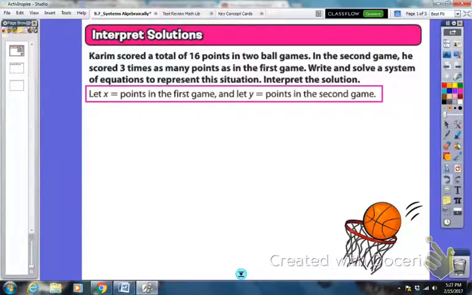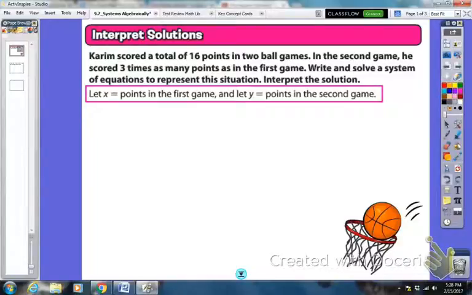This is the second day we're spending on the last section of chapter 9 on solving a system of equations. Now we need to read a word problem and write and solve a system to represent the situation and interpret the solution. So this first example says Kareem scored a total of 16 points in 2 basketball games.